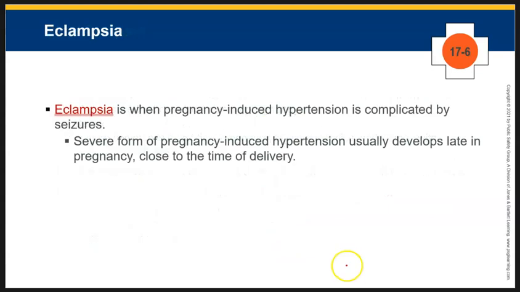Now, eclampsia is that pregnancy-induced hypertension complicated by seizures. It's a severe form of that high blood pressure, and that happens very late in the pregnancy, close to the time of delivery.